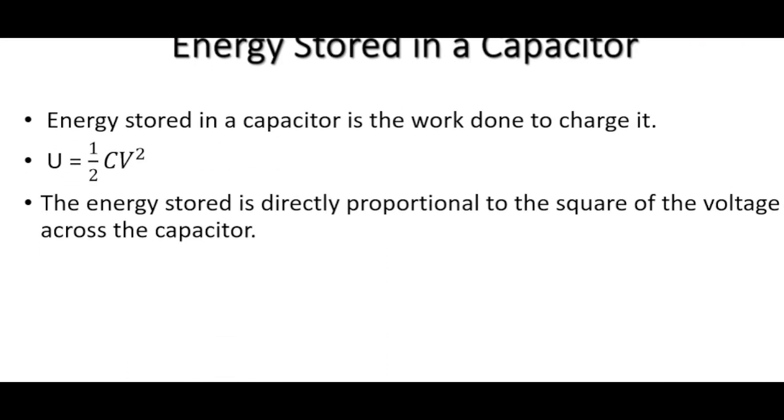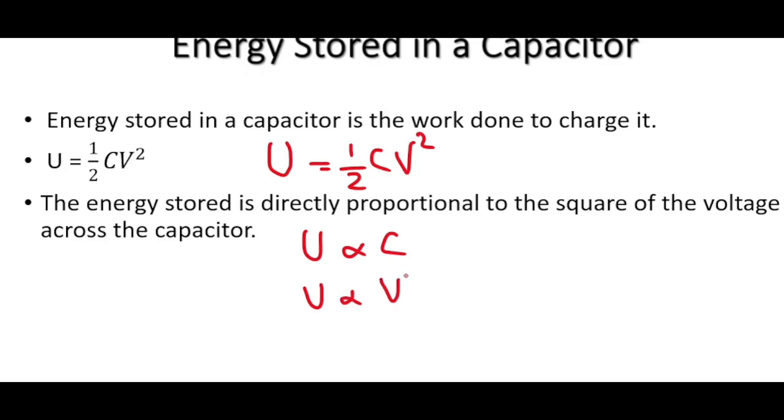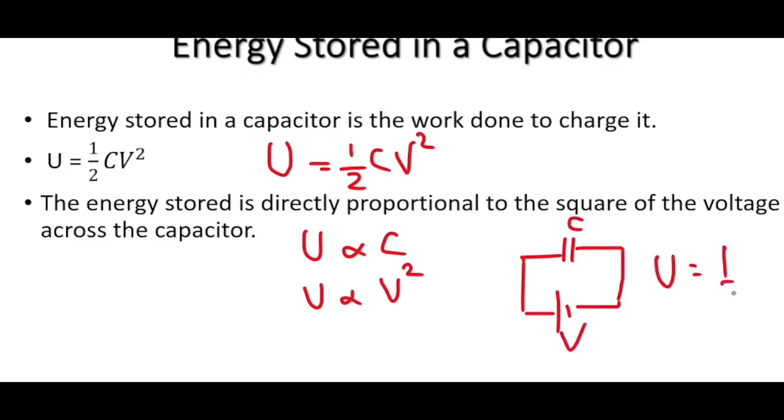Energy stored in a capacitor is the work done to charge it. How much work is done to charge the capacitor is its energy, and it is denoted as half C V square. Energy is directly proportional to capacitance, and directly proportional to the square of the voltage supplied across the capacitor. So energy is half C V square.